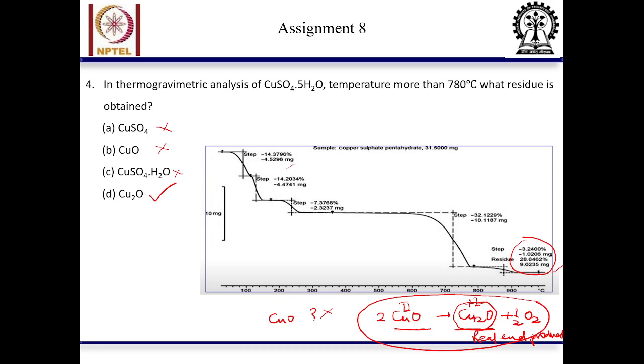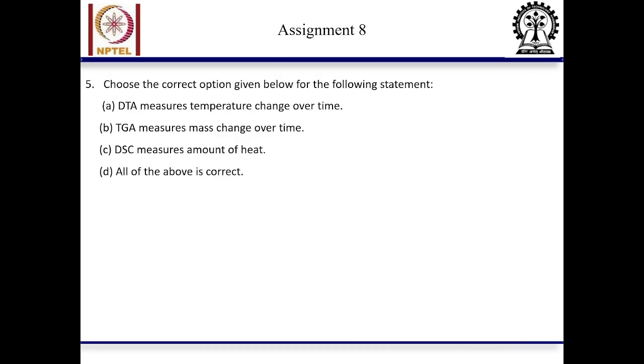Can you please let me know that you have understood the concept why this Cu2O? Okay. Thank you. Now choose the correct option given below for the following statement. DTA measures the temperature change over the time. TGA measures the mass change over the time. DSC measures the amount of heat. Or all are correct. Can you tell me? Okay, saying D, all of this correct.